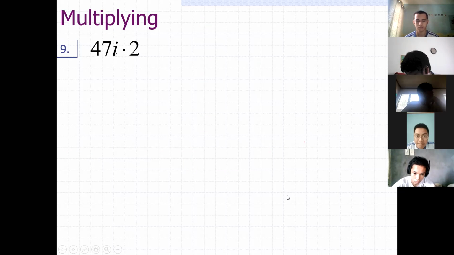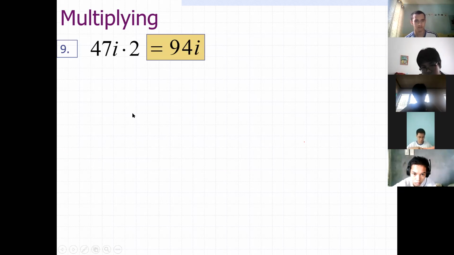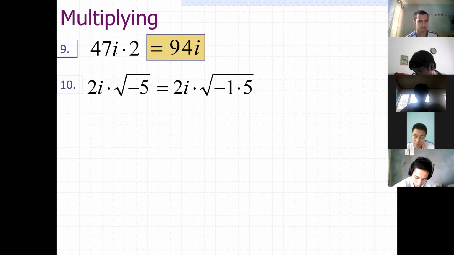So let's try some problems when we multiply values to your imaginary numbers. If you multiply a real number to an imaginary number, it's just simplifying polynomials. We'll just have it as 9 times 4i. But what if we have this value then?